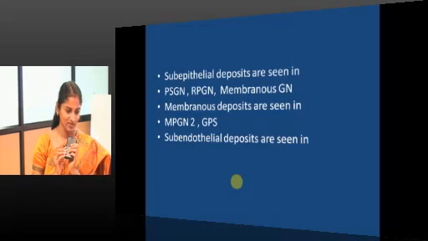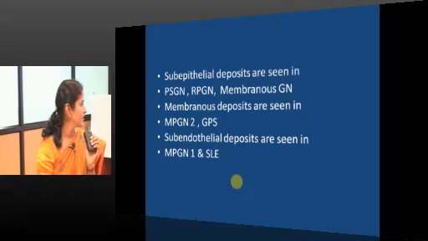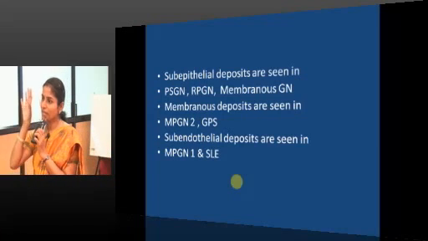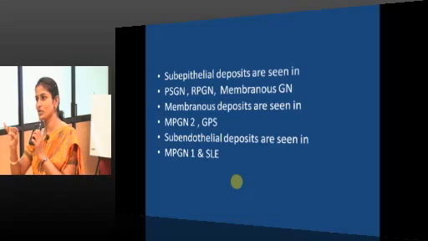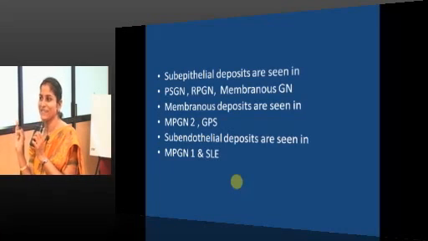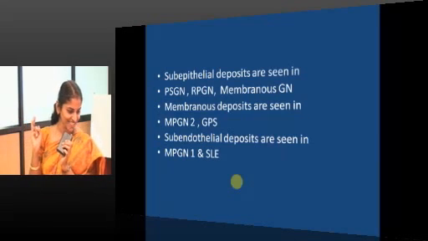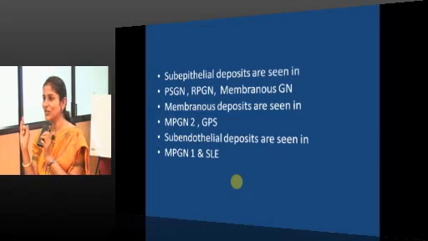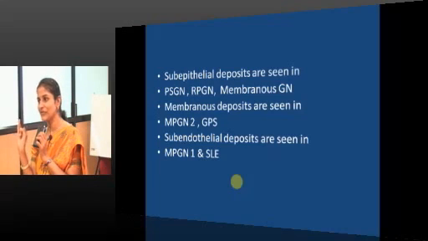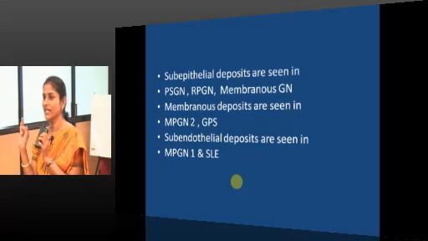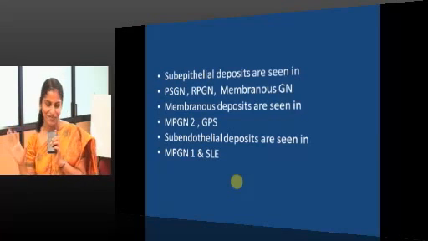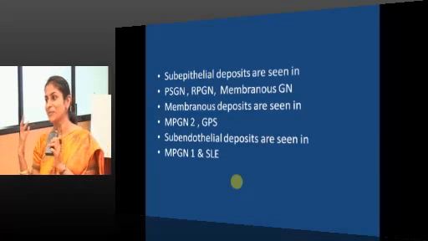Subendothelial deposits are seen in SLE, MPGN type 1. Good. Because when you go and read the pathogenesis, MPGN type 1 is due to immune complex. MPGN type 3 is due to, I am not asking you about RPGN. Now we are talking about MPGN. MPGN type 1 is immune complex. MPGN type 2 is due to C3 nephritic factor. It is complement mediated damage, right? Anyway, I am happy that now you are able to come out with RPGN types very well.